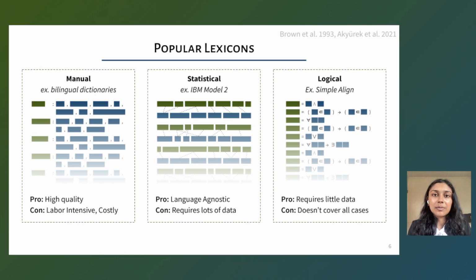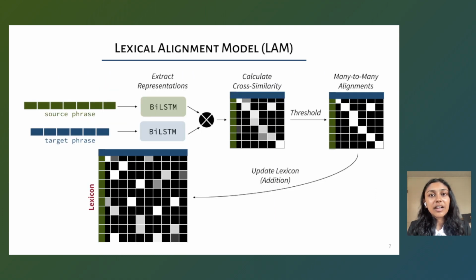There are three types of popular lexicons: manual, statistical, or logical. Each have their weaknesses. Manual lexicons are expensive to produce. Statistical lexicons require a lot of training data, and logical lexicons miss a lot of alignment cases. Ultimately, none of them properly address the case where there are words only seen once in the training data. As an alternative, I propose the lexical alignment model.